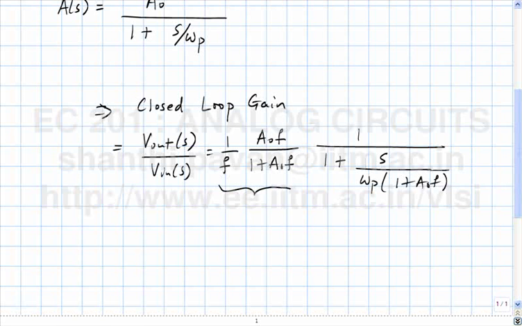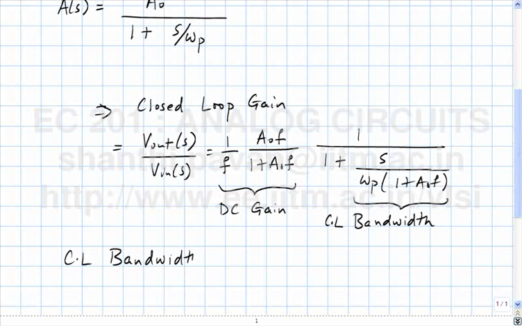So this is the gain we would have expected if the forward amplifier had no pole at all. And this is the DC gain of the closed loop system. This is the bandwidth of the closed loop. And we see that the closed loop bandwidth is approximately omega P times A naught F, and yesterday we saw why this expression makes sense.